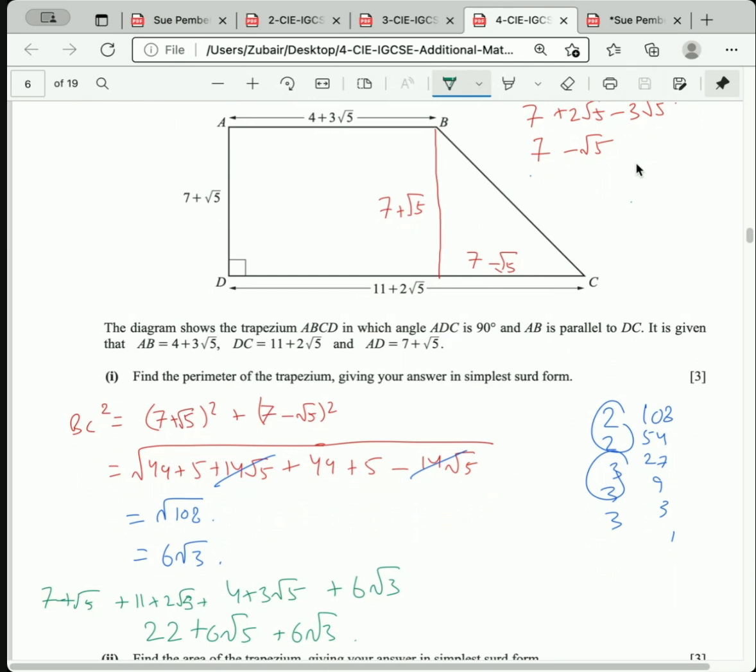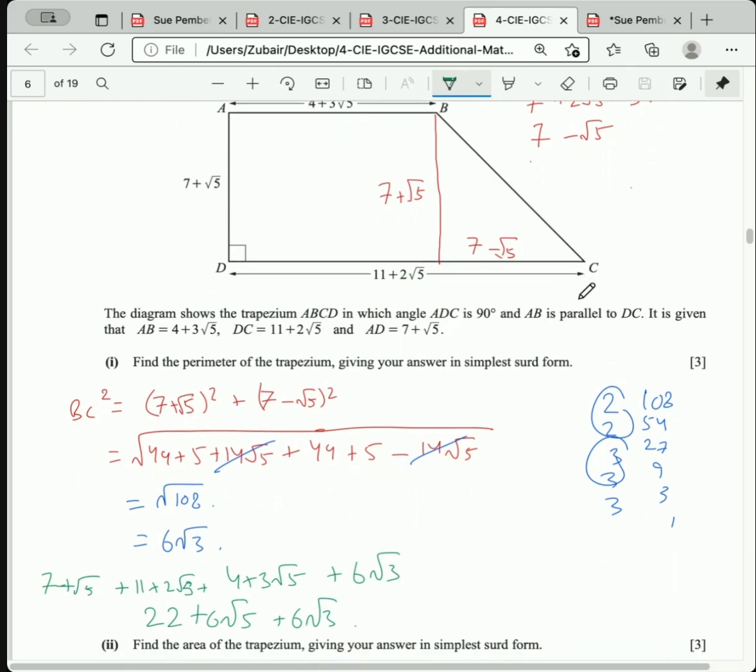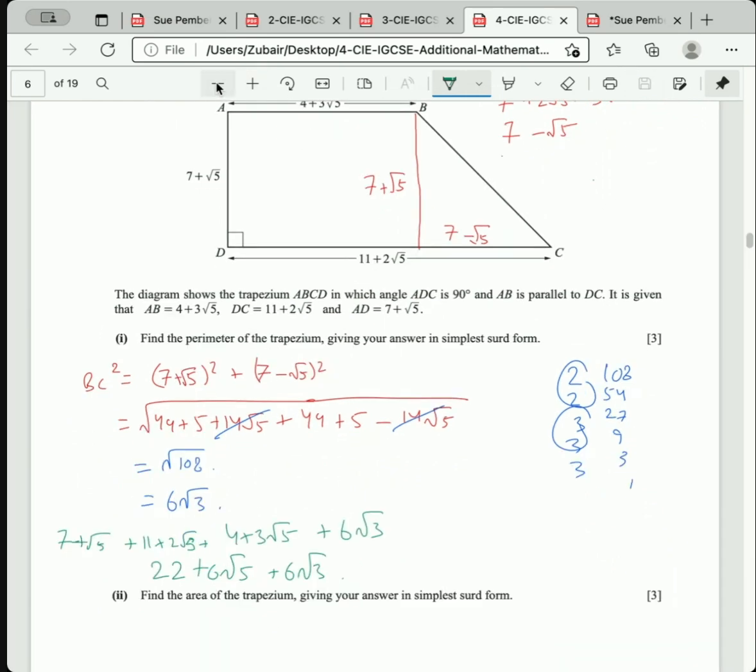I'm quickly making a check with calculator in the first part. A squared plus 7 minus root 5 B squared, square root. The answer was 6 root 3, correct? Okay, and now it says the area.